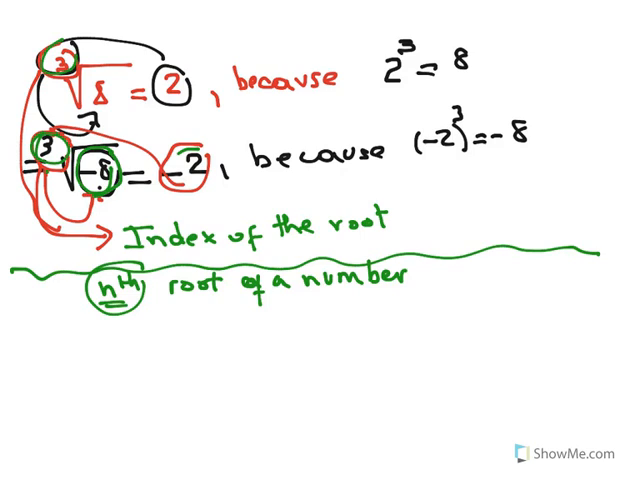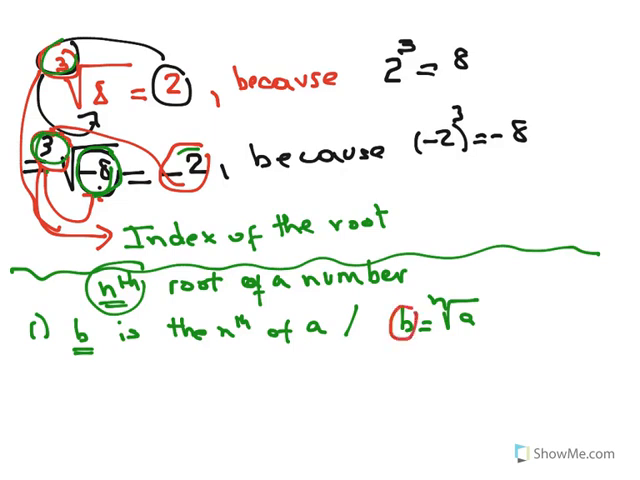Okay, so first of all, I'm going to say that b is the nth root of a. In other words, b is the nth root of a if and only if, what has to happen? b to the n has to be equal to this number right here. So b to the n has to be equal to a. That's what makes b the nth root of a.